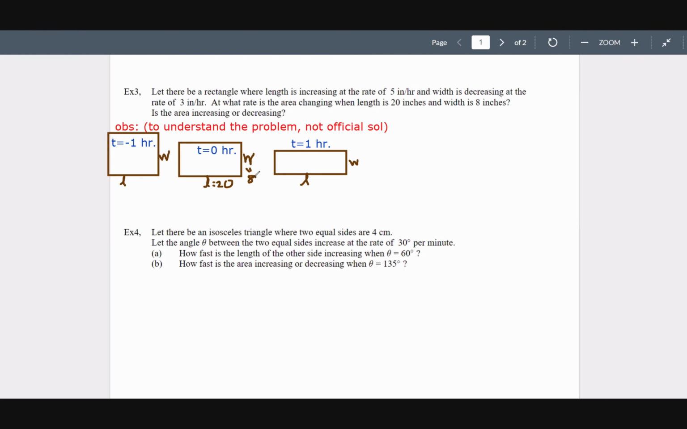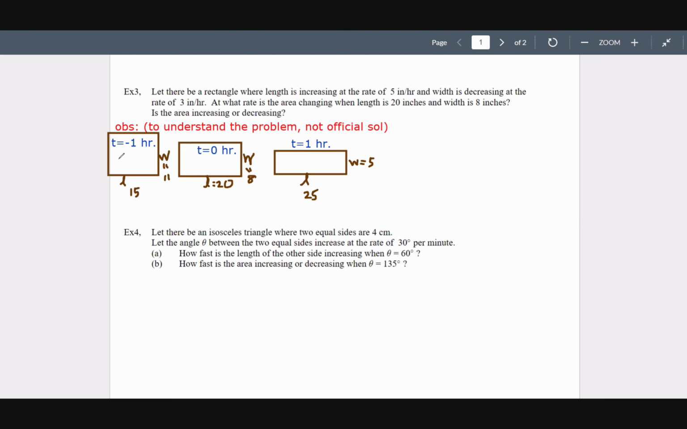And then the length is increasing at the rate of 5 inches per hour, right? So this is now 25, and it used to be 15 over here, 1 hour before. And how about the width? The width is 8, and it's decreasing at the rate of 3. So this is now 5, and this one is actually 11.